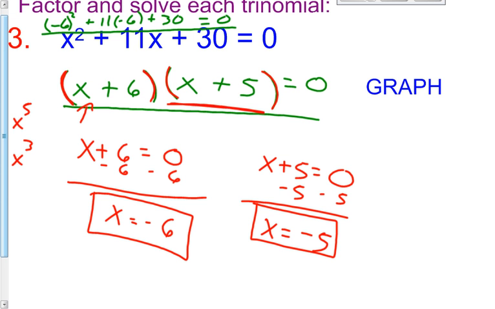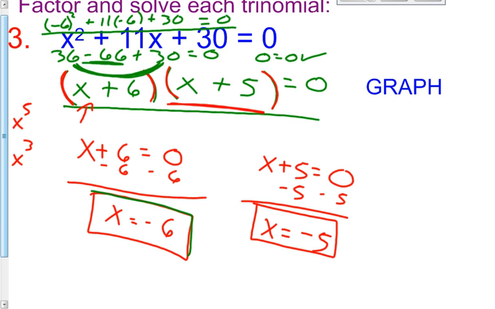We'll just prove it here with this one. A negative 6 times negative 6 is a positive 36. Negative 66 plus 30 equals 0. 30 and 36 is a positive 66. 66 minus 66 is 0. 0 equals 0, so it checks out. You know that you've done it correctly. So you know that one of our answers is a negative 6. If you were to substitute in a negative 5, you would get the exact same thing.